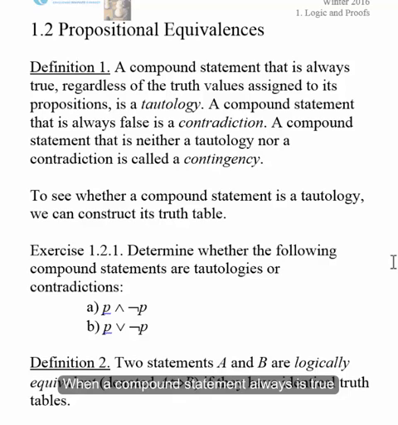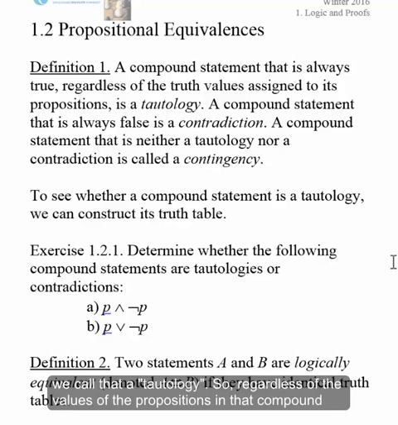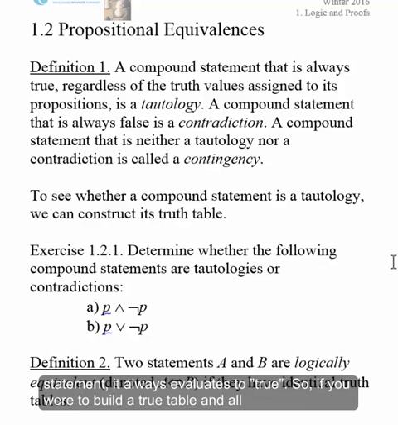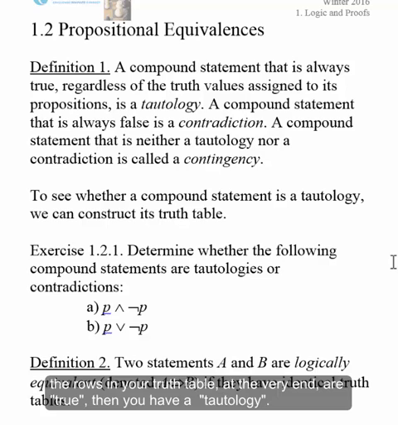When a compound statement always is true, we call that a tautology. So regardless of the values of the propositions in that compound statement, it always evaluates to true. So if you were to build a truth table and all the rows in your truth table at the very end are true, then you have a tautology.